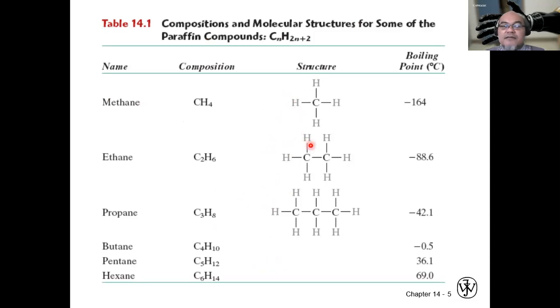And the composition are like this. Yeah? So we have methane for alkane structure, composition, molecular structure for some of the paraffin compounds, CnH2n+2: methane CH4, like this; ethane C2H6, consisting of two carbon atoms that make the backbone; propane C3H8, butane, pentane, and hexane.